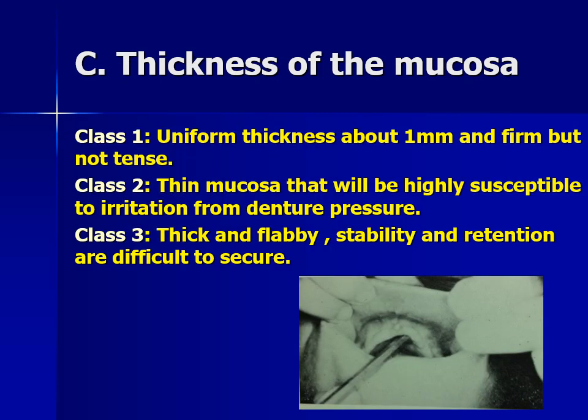Also, the thickness of the mucosa should be examined carefully, and we have three classifications. Class 1 is a uniform thickness, about 1 millimeter, firm but not tense; it should have some cushioning effect. Class 2 is a thin mucosa that will be highly susceptible to irritation from denture pressure, and the patient will feel pain easily. And Class 3 is the thick and flabby mucosa. Stability and retention are difficult to secure for those patients, and a special impression technique is required in this situation.